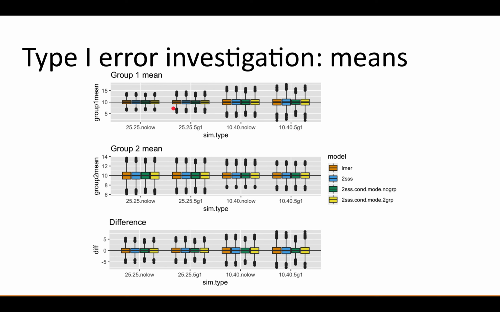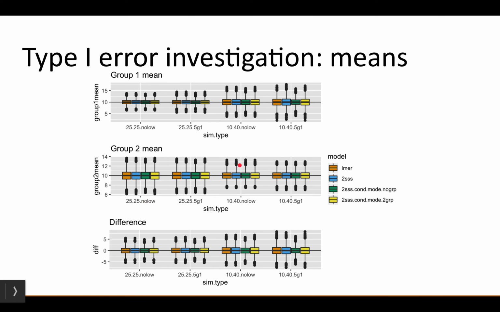Okie dokie. So generally, if we first just go through these really quickly, the true group mean is the solid line. It's 10 in both cases because these are null data. And you can see that generally the boxes are all nicely centered about 10. And then the group difference is centered about 0 for all the cases. So generally the estimate of the difference seems about right.